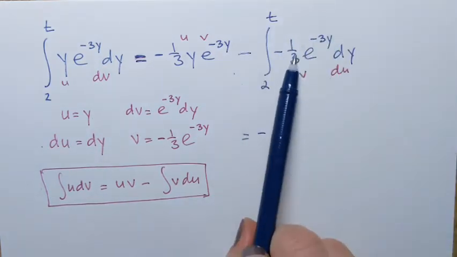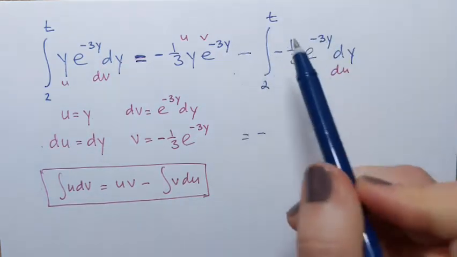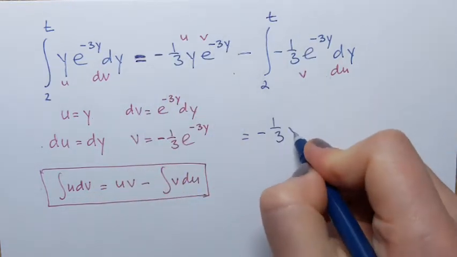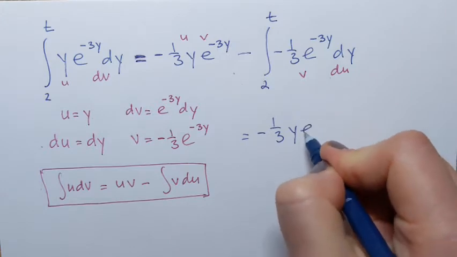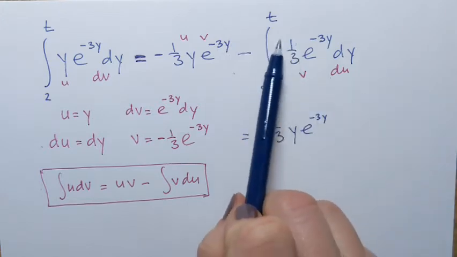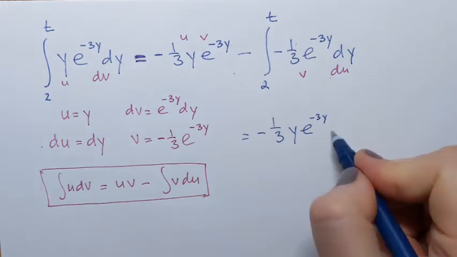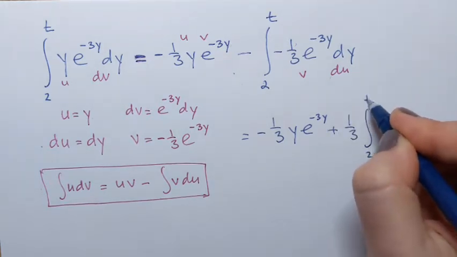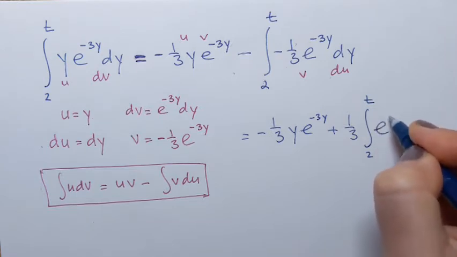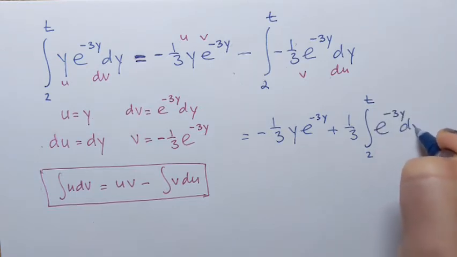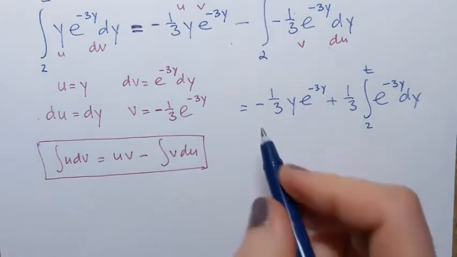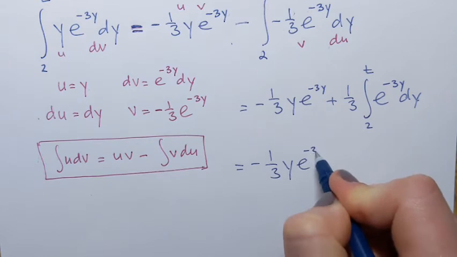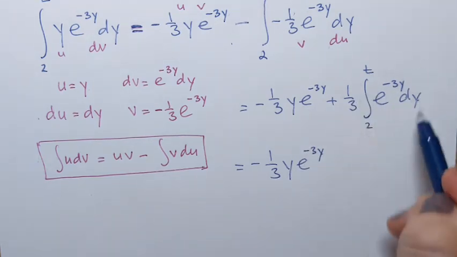Okay, so let's clean this up a little bit. We can put this constant in the front. So negative 1/3, I'm rewriting this portion. Negative 1/3 y e to the power negative 3y. Now as I put this constant in the front, the sign becomes positive, positive 1/3, integral from 0 to t of e to the power negative 3y dy. And what's left is to evaluate this integral.